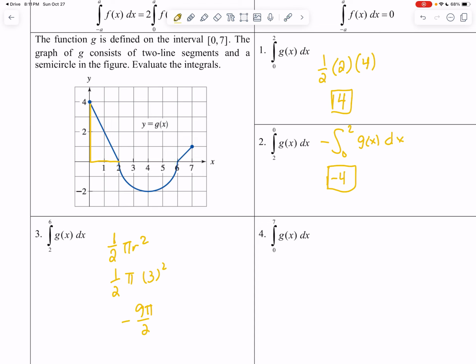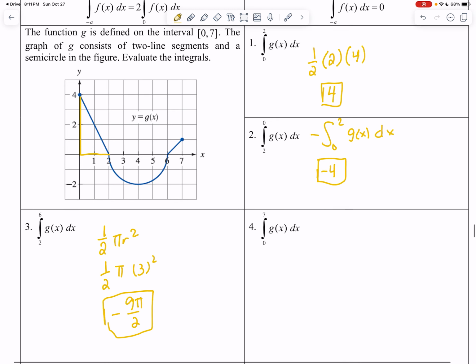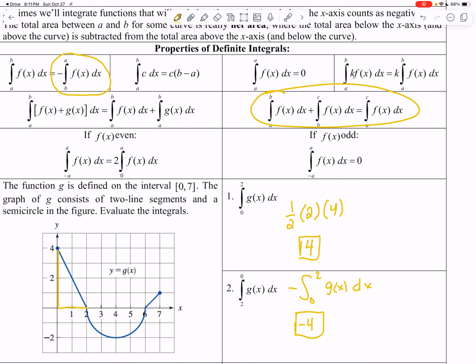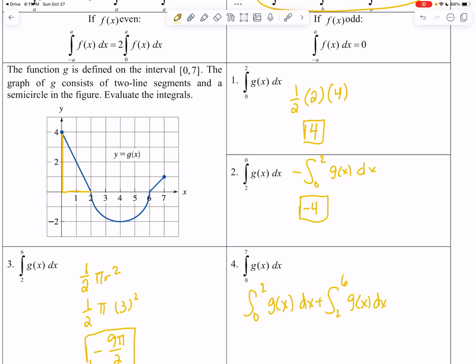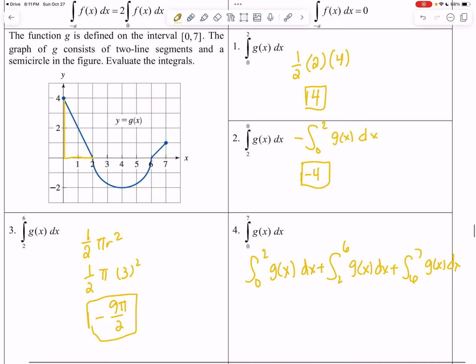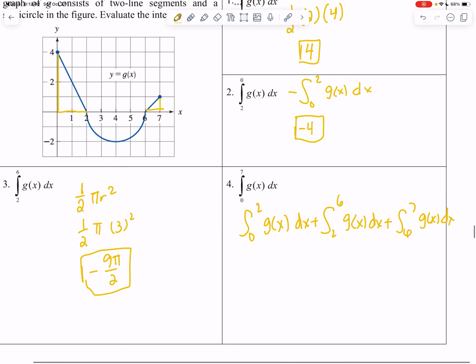Number 4 is the integral from 0 to 7. We already figured out what the integral from 0 to 2 is and 2 to 6. One of the properties that we're going to be using is this property right here, where we're just adding the integrals. So from 0 to 2, from 2 to 6, and then we're just going to figure out what 6 to 7 is. The integral from 6 to 7 is just a lovely triangle that we've got to find. That's just going to be 1/2 times 1 times 1.